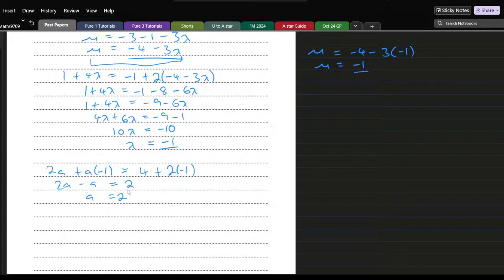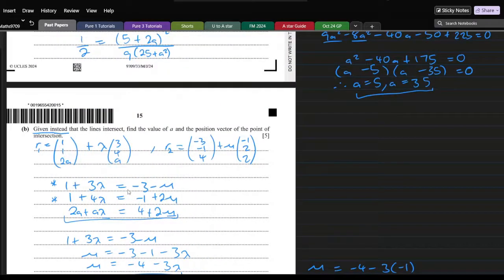So what exactly is it that they want? I forgot the question. They want the position vector of the point of intersection. So to get the position vector of the point of intersection, we know that the general coordinates of any point that lies on R2 is given by these three expressions. This here would be the equivalent of x, y, z. So the x coordinate is -3 mu, the y coordinate is -1 plus 2 mu, and the z is 4 plus 2 mu. So we know what mu is.